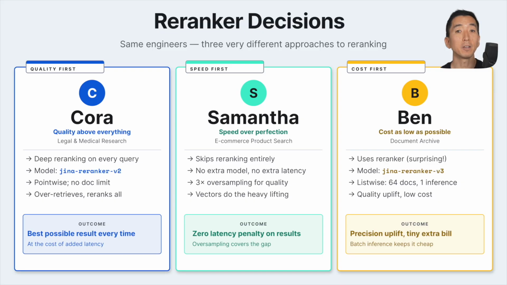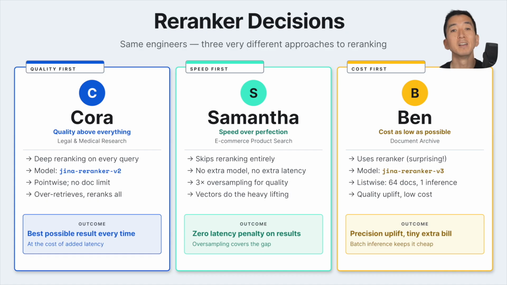Cora uses deep reranking with the Jina reranker v2 model. She actually over-retrieves a larger result set than she needs with the initial embedding model, let's say 100 or even more, and then puts them into the reranker to get the best possible result.